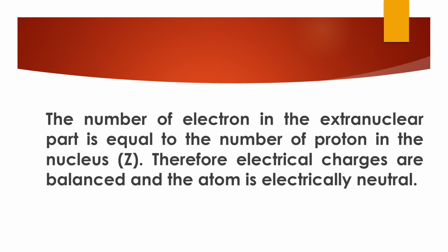Now, the number of electrons in the extranuclear part is equal to the number of protons in the nucleus, Z. Whatever the number of positively charged protons present in the nucleus, that many negatively charged electrons are also present in the extranuclear space. So the number of protons is equal to the number of electrons. So the number of positive charges will be equal to the number of negative charges, and that is why both charges get balanced with each other, and hence an atom is electrically neutral.